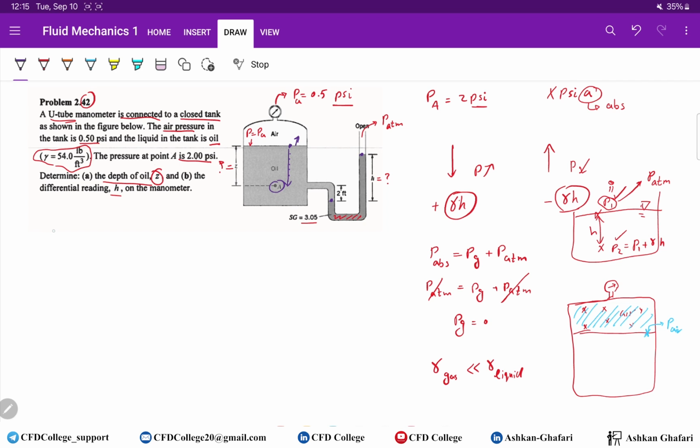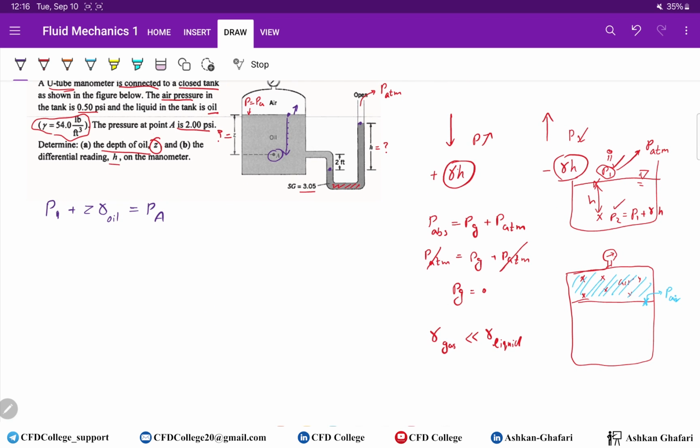So we start from P1. Then, as you know, the movement is downward, so I have to add the pressure difference, which is Z times gamma of oil, equals, since I reached point A, the right hand side is equal to the pressure at point A.